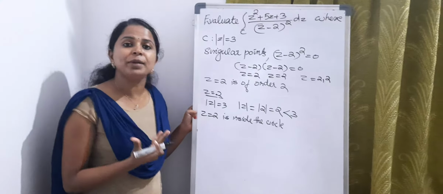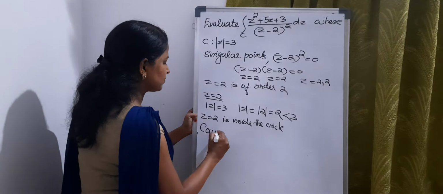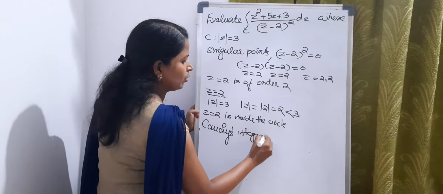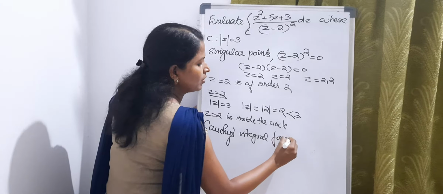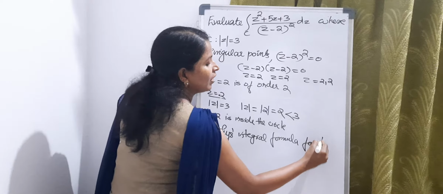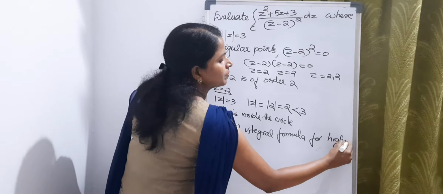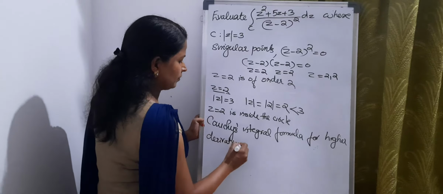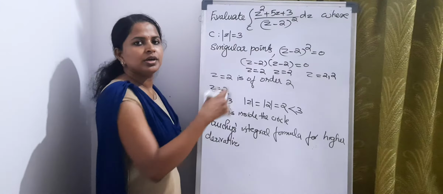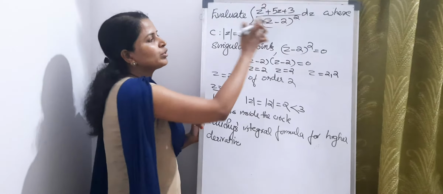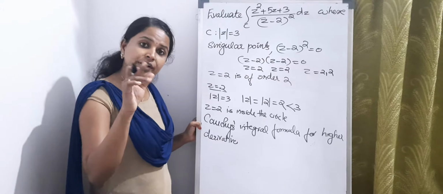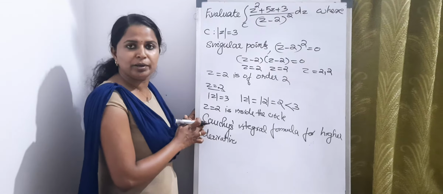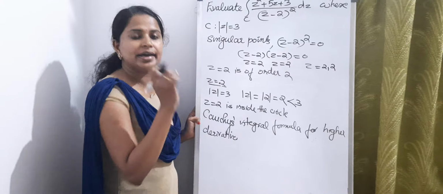So, we apply Cauchy's integral formula for higher derivatives. Here z equal to 2 is a point of order 2, and the order is greater than 1. So we use Cauchy's integral formula for higher derivatives.